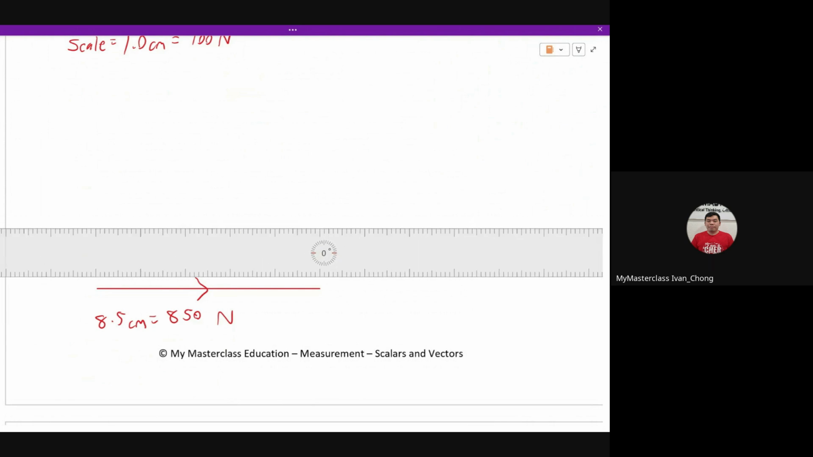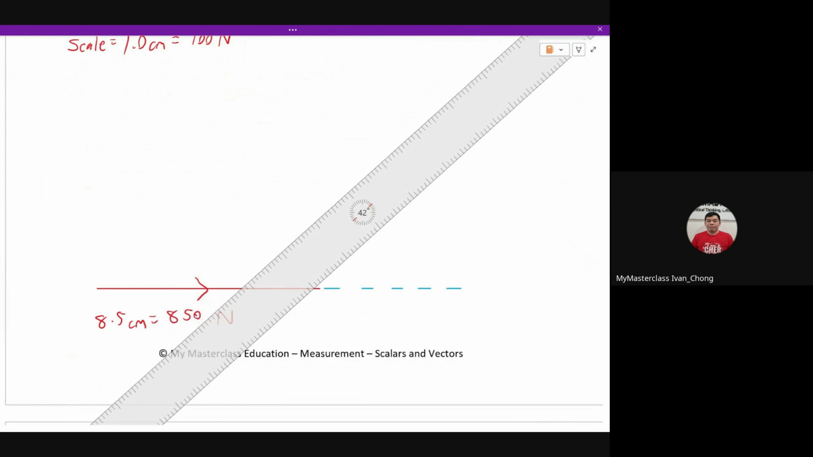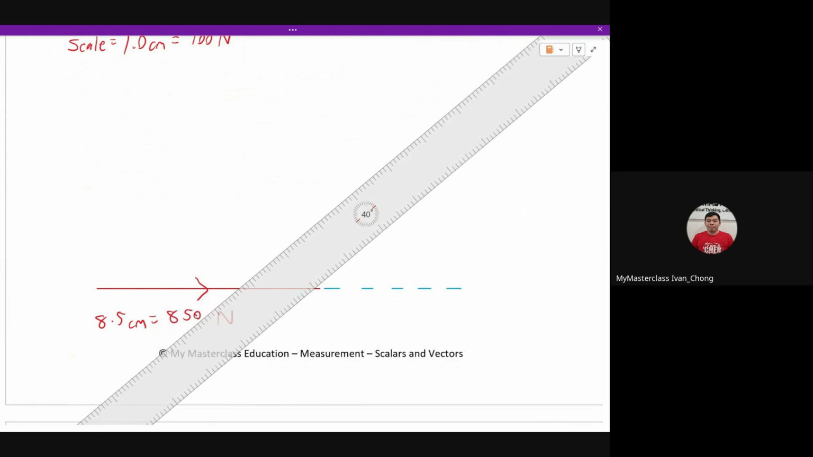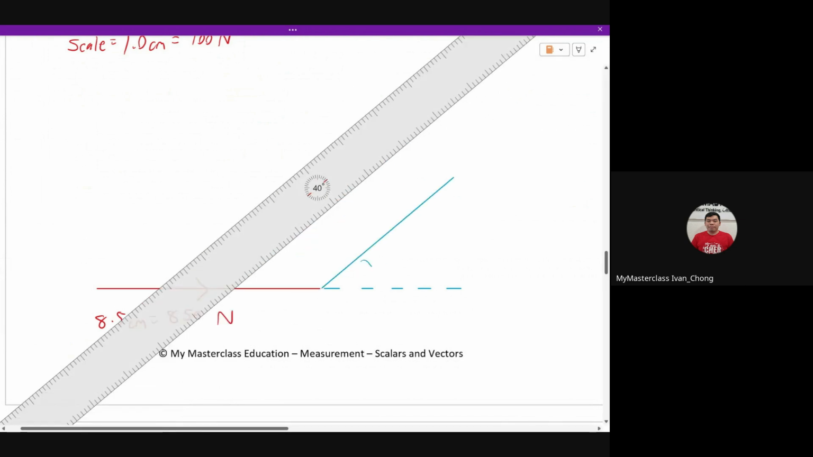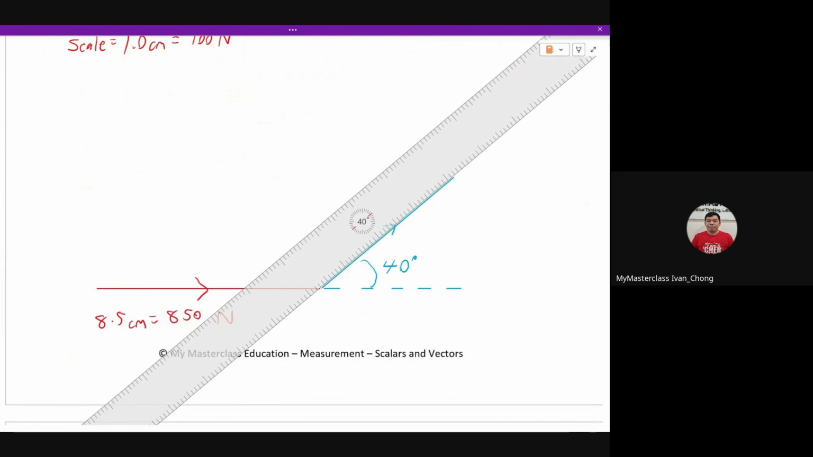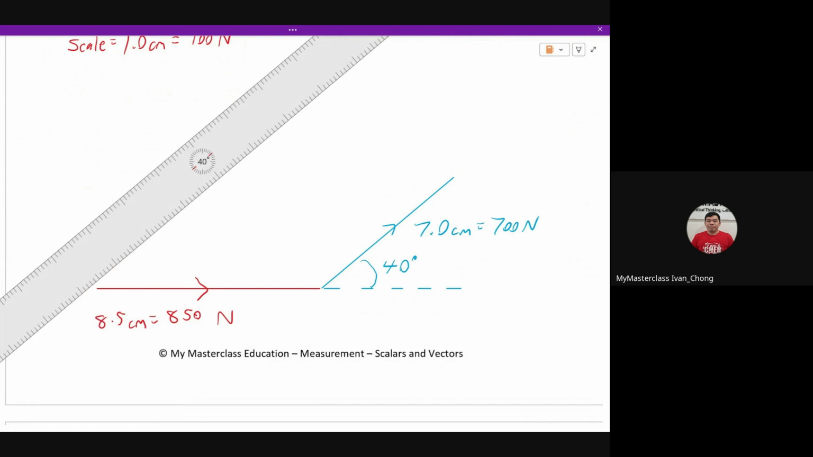So from this point, the tip, the head of my second vector, what I'm going to do is draw a baseline horizontal. So what you want to do is measure your 40 degrees. Okay, you want to measure your 40 degrees over here, and you will want to draw a line. Remind yourself, this is 40 degrees. You want to draw 700 newtons. Okay, 700 newtons itself. So 7 cm equals 700 newtons. Okay, now remember, this is not to scale, all right? So it could be bigger, could be smaller. Make sure that you just have enough space.